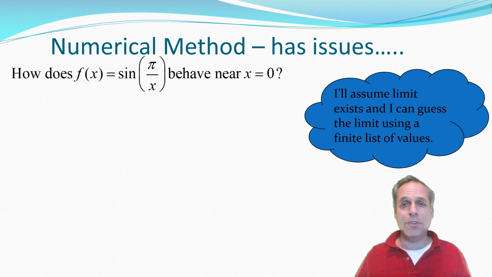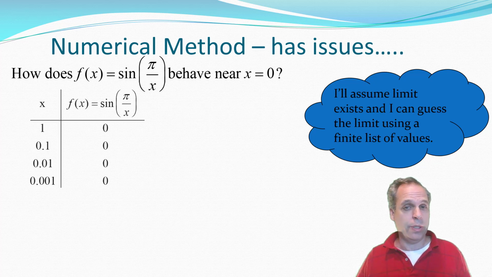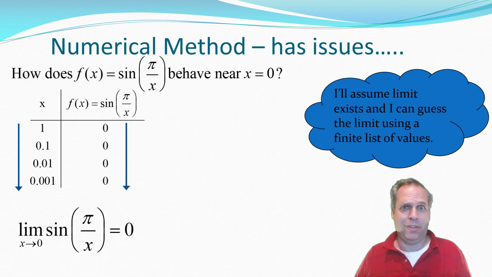Unfortunately, the numerical method does have issues because of all the assumptions, and in the end we're guessing. To show you what I mean, consider this function, the sine of pi over x, and let's observe its behavior when x is near 0. So here is a list of x values that are approaching 0 and the corresponding function values. As x is approaching 0, it certainly looks like the function never changes. It's just always 0. So I would have to guess that the limit of this function should be 0.